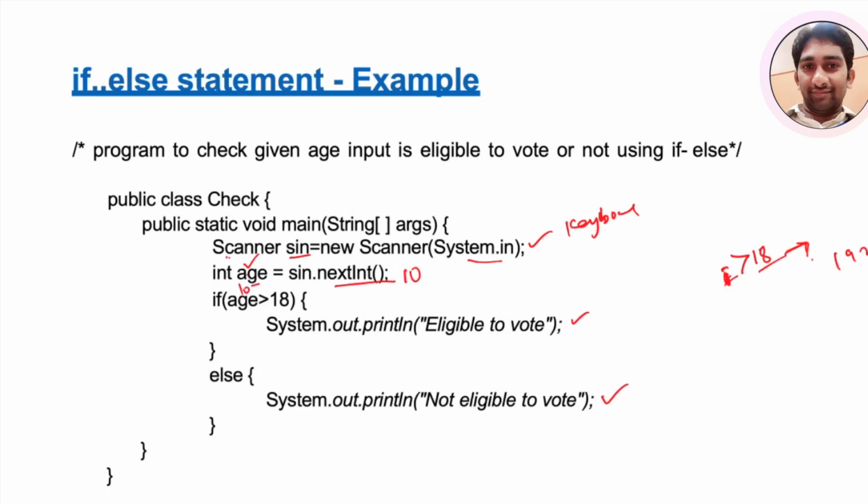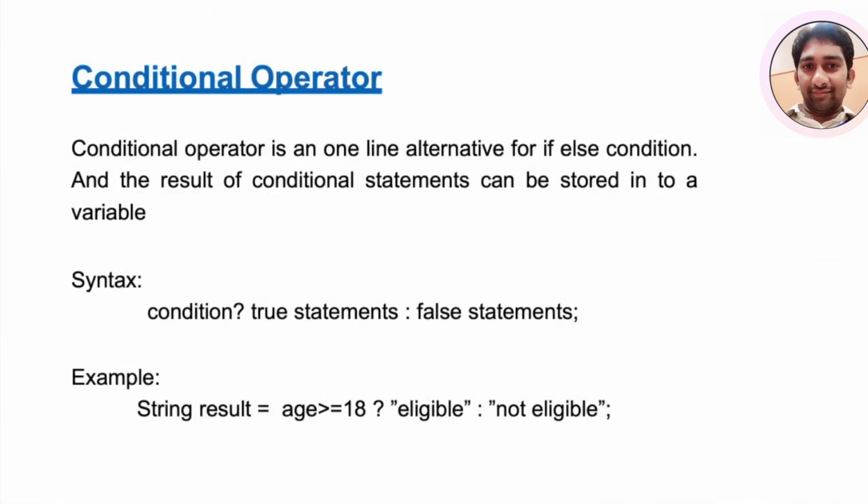So 10 greater than 18? Is my age greater than 18? No, false. In this case, it will tell me that you are not eligible to vote. For example, sin.next is like 50. So 50 greater than 18, so eligible to vote here. In this way it will build the logic for you. Hope you understand.